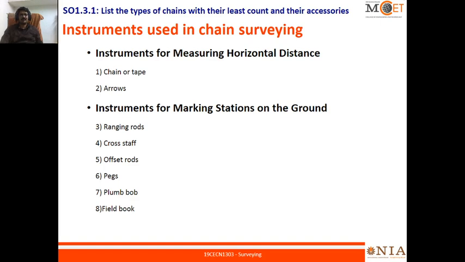The specific outcome 1, list the types of chain with their least count and their accessories. To explain that, instruments used in chain surveying for measuring the horizontal distance, we need to use either chain or tape and arrow. This is the primary equipment required to measure a distance, and to support that, marking stations on the ground, we need to use a ranging rod, cross staff, offset rod, pegs, plumb bob, field book. Field book means our surveying book has a standard where we can enter the measurements in a logical order. That is called the field book, right?